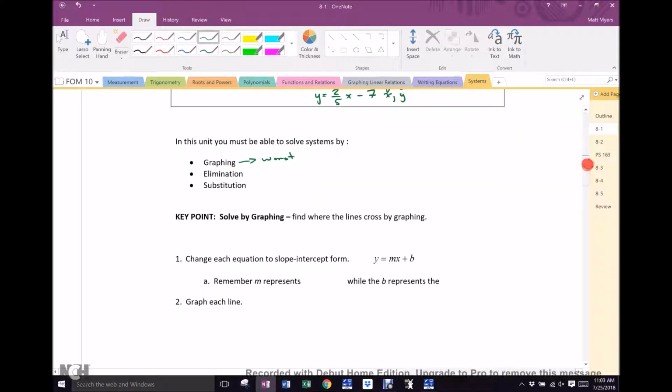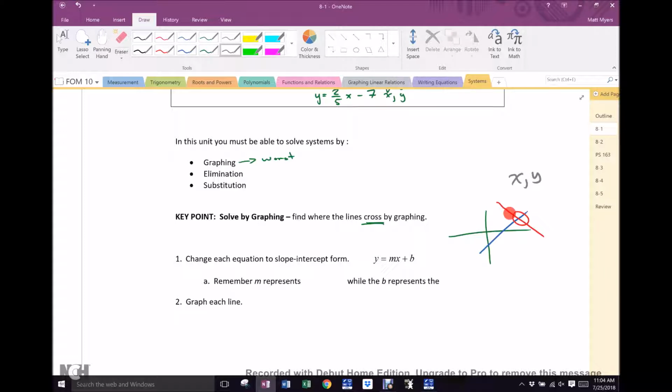So, to graph, find where the lines cross. There's my one line, there's my other line. They cross right there, right? That point right there has an x and a y, right? That point right there, x and y, is on the blue line, and it's on the red line. So that makes it the solution to whatever that system is, okay? So the first way you're going to learn to solve these is just by graphing.